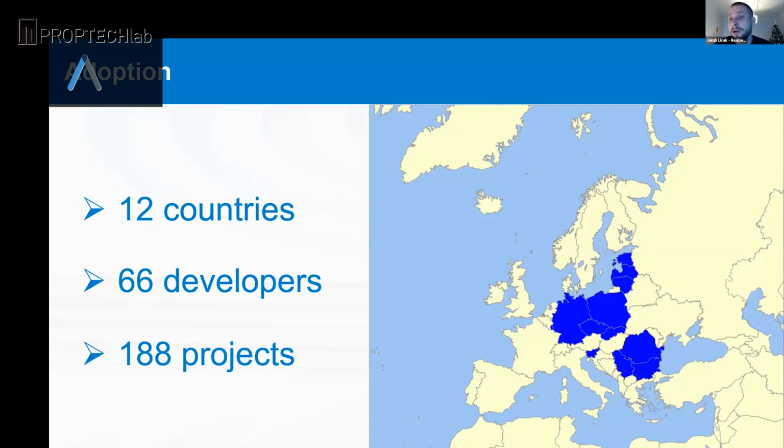We operate in 12 European countries with more than 60 developers, and there are more than 188 projects in the platform right now.